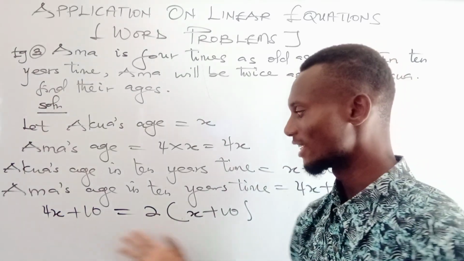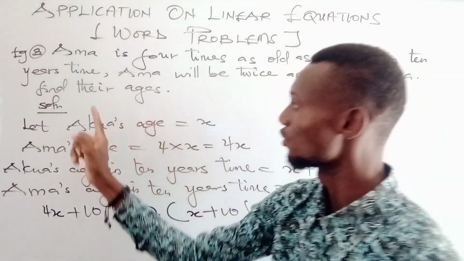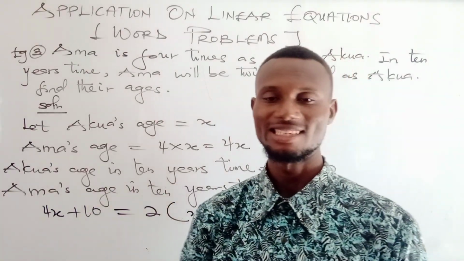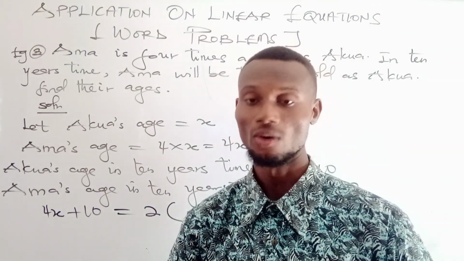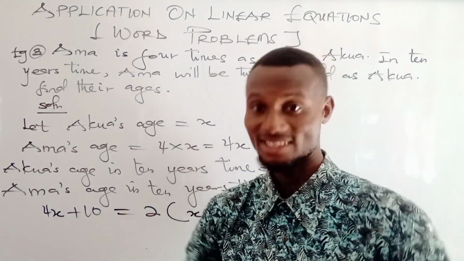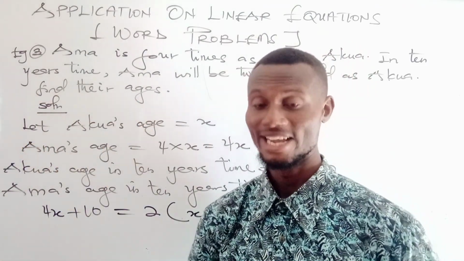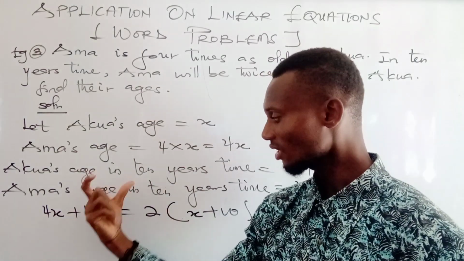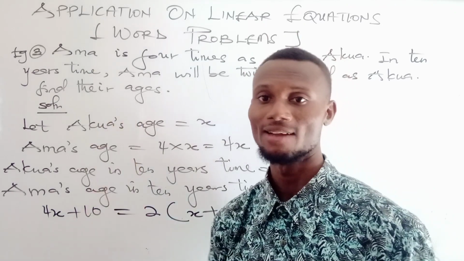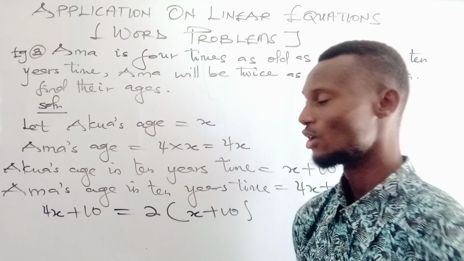Okay, so from here we just need to solve for the value of s, and we'll use it to answer the question. The question says we should find their ages. Their ages, the question is talking about their present ages now, not the one in 10 years time. So we need to find the value of s from this equation, then we can use it to answer the question. This is now a linear equation, so we are going to solve it.